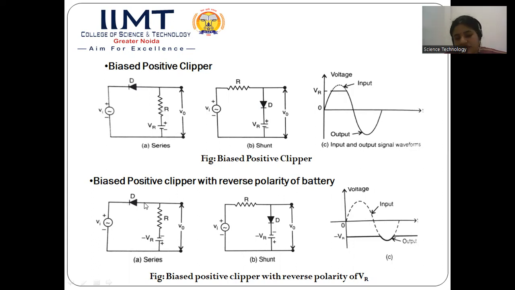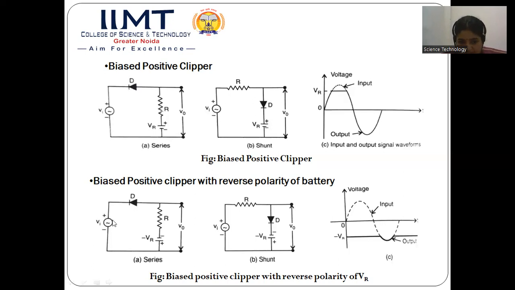So in the whole positive half cycle, this diode D will be in the reverse bias position. Whenever it is in the reverse bias position, it will again act as an open circuit, and all the voltage will appear across this diode, and there will be no voltage drop across R, so there will be no output voltage. Corresponding to the input voltage, which is shown in this dotted line, there will be no output voltage. So the positive half cycle in the output waveform will be completely missing.